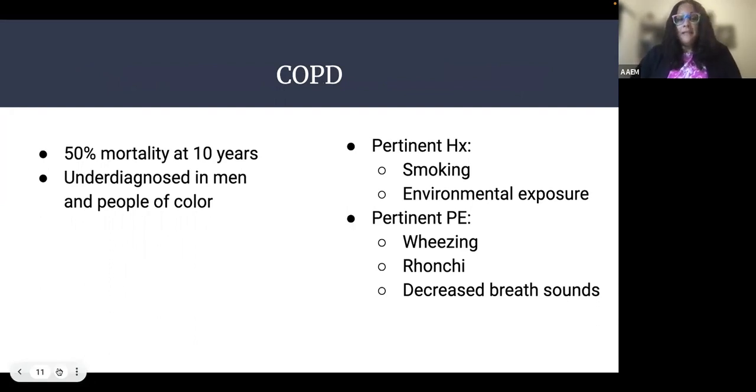Next, let's talk about COPD. So COPD has a 50% mortality at 10 years, and it's underdiagnosed in men and in people of color. When we approach patients who are concerned with COPD, we need to think about pertinent history, including smoking and environmental exposures. On physical exam, you may hear wheezing or rhonchi or even decreased breath sounds.